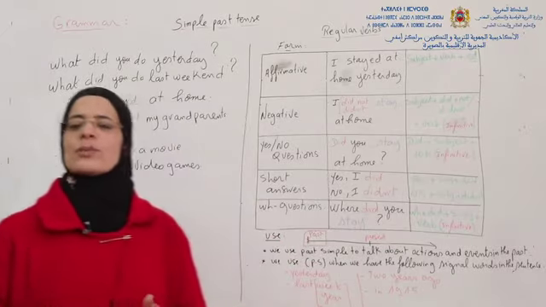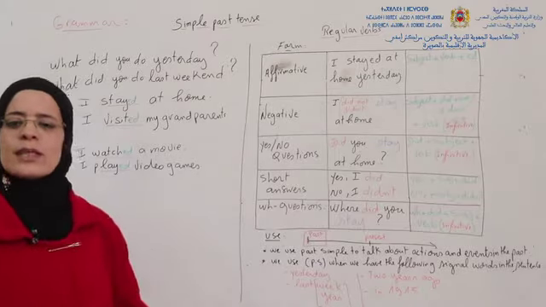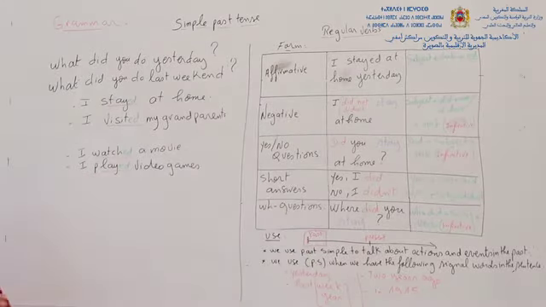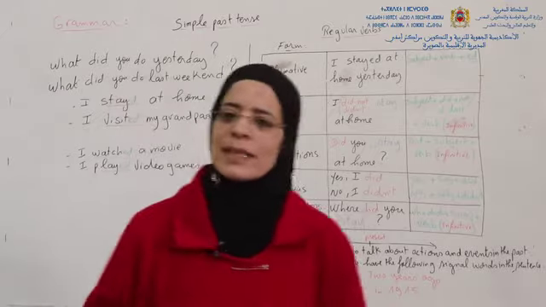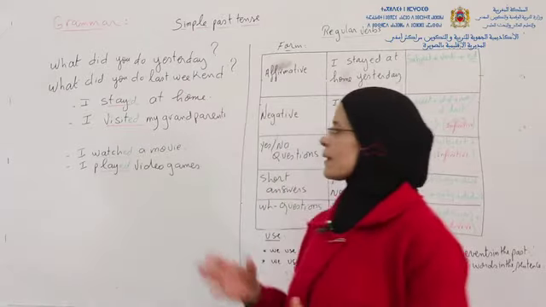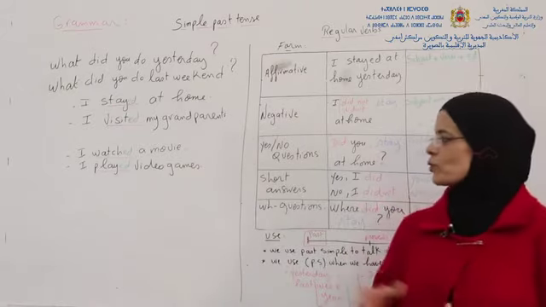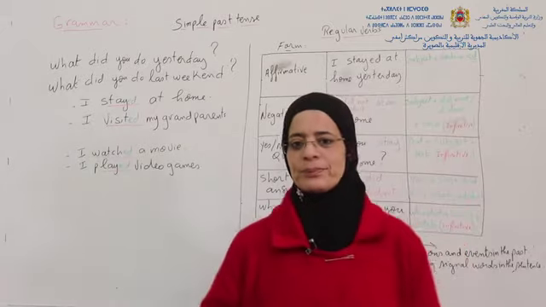Today's lesson is going to be about simple past tense. First of all, I would like to ask you a question. What did you do yesterday? Or what did you do last weekend? So your answers may be like this. I stayed at home, I visited my grandparents, I watched a movie, or I played video games.